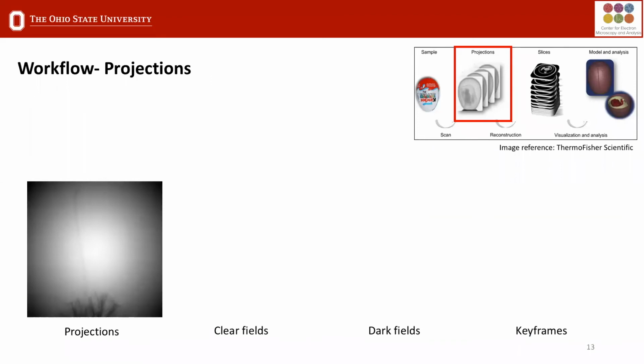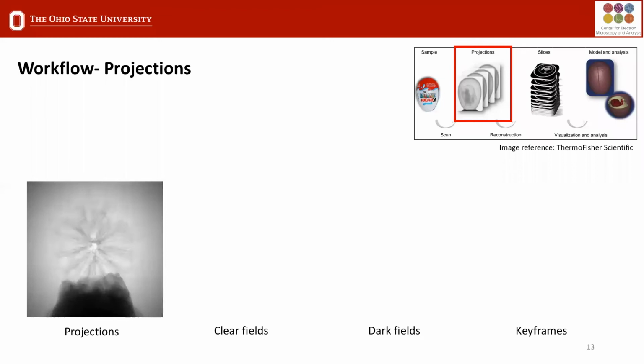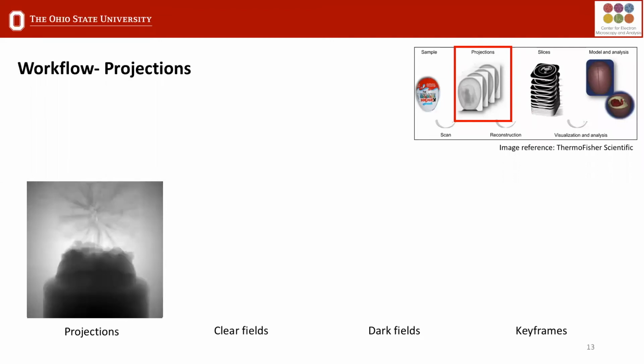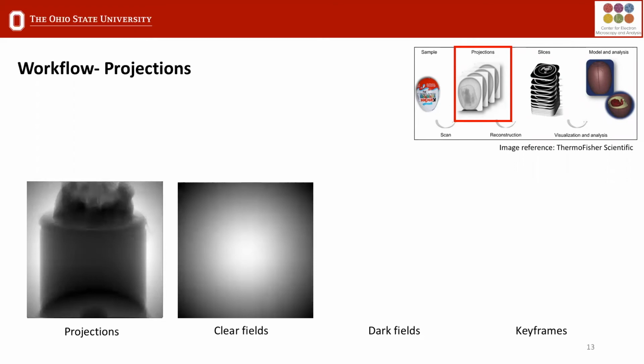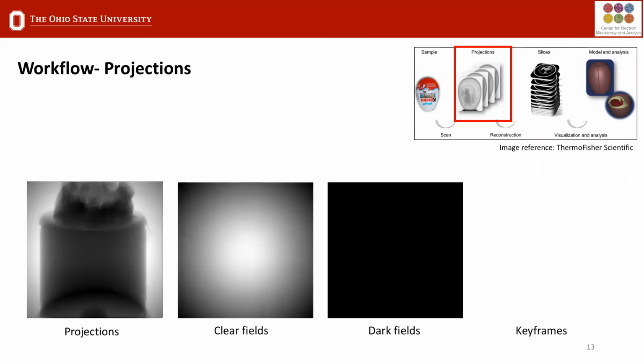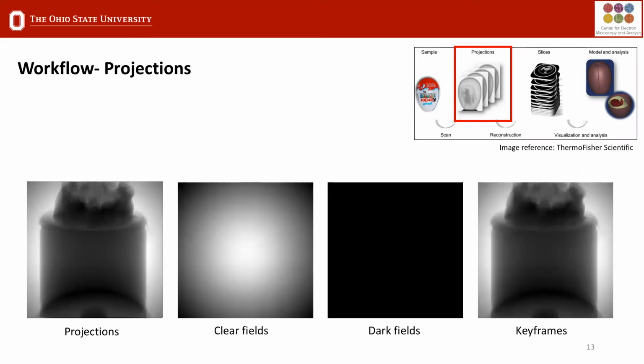Once the scan settings have been set, the acquisition is started. A series of projections will be collected as the sample is moved throughout its scanning trajectories. This is a small subset of 16 out of the 2,861 projections acquired during the scan of the sweet gum seed. Clear fields, projections with X-rays switched on and no sample in the field of view. Dark fields, projections with the X-rays switched off. And keyframes, which are small subsamples of projections which are retaken at the end of the experiment, will also be required.